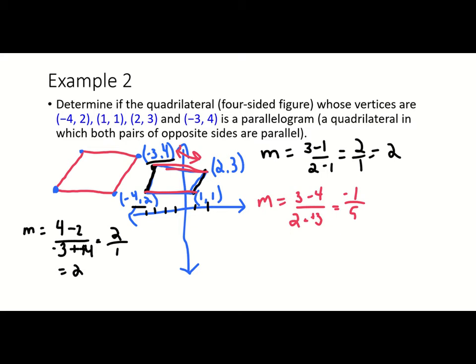And then we'll calculate the slope between -4, 2 and 1, 1. So that's going to be 1 minus 2 over 1 minus a -4. So 1 minus 2 is -1, and then we do plus a positive 4, so you get -1/5. So the red lines that I sketched on there also have the same slope of -1/5. So yes, this quadrilateral is a parallelogram because both pairs of opposite sides are parallel.